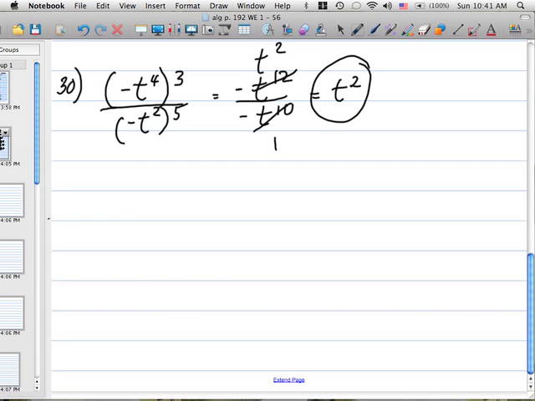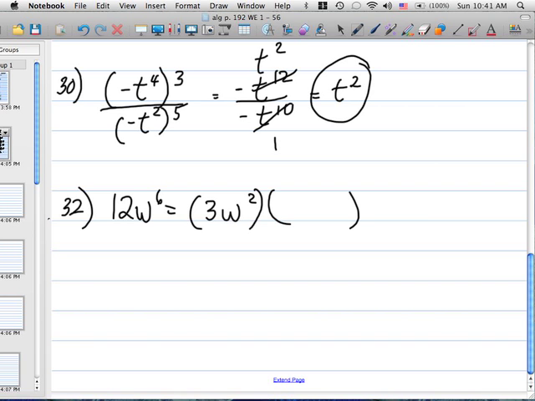Now we're moving on to the next type of problem. 32. You have 12w to the 6th, and you want to find the factor that when you multiply it by 3w squared, you'll get back 12w to the 6th. Well, 3 goes into 12 4 times, we need a 4 there. And we have w to the 2nd, and I have to get to w to the 6th, so 6 minus 2, I need a w to the 4th. And there's my answer.